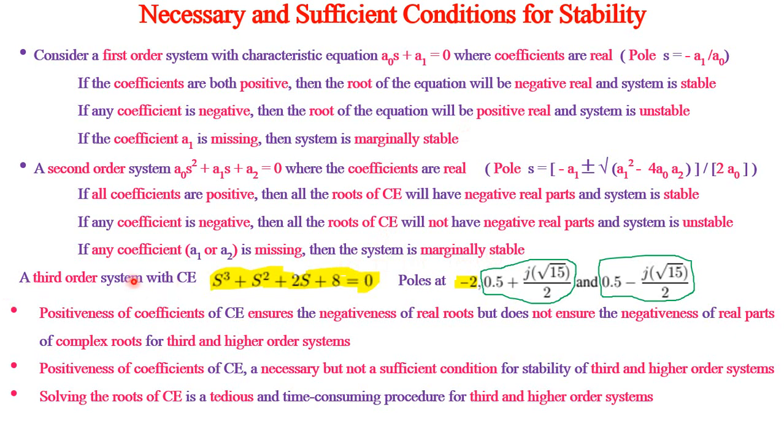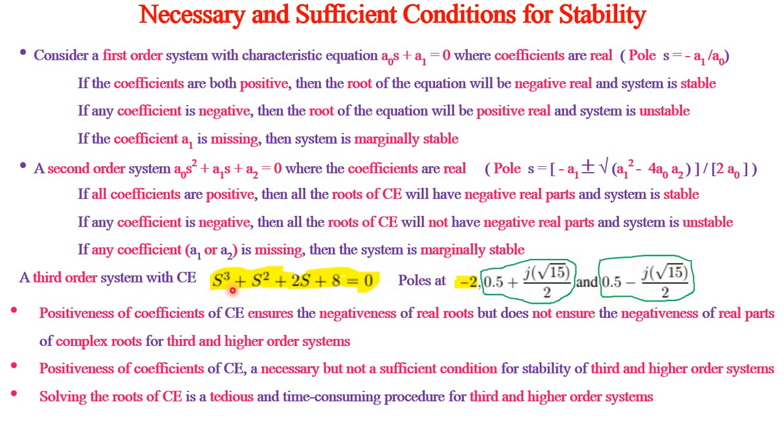Let us see a third order system with the characteristic equation s cube plus s square plus 2s plus 8 equal to 0. In this particular case, if you find out the poles, these are the poles: minus 2, 0.5 plus j root 15 by 2, and 0.5 minus j root 15 by 2. So here the real root happens to be negative, whereas the real part of the complex roots happens to be positive. So even though all the coefficients are positive, unlike first and second order systems, the system is not stable.